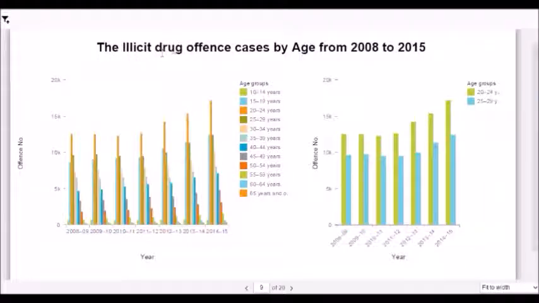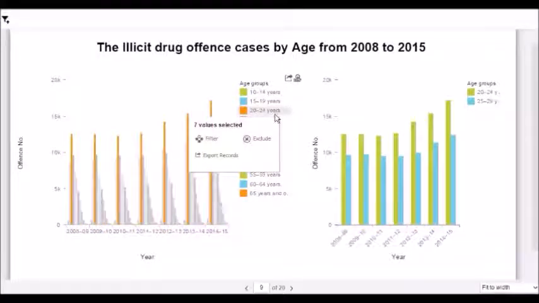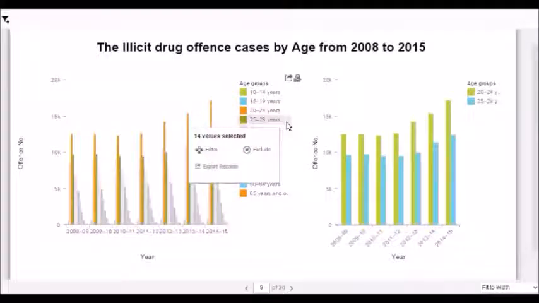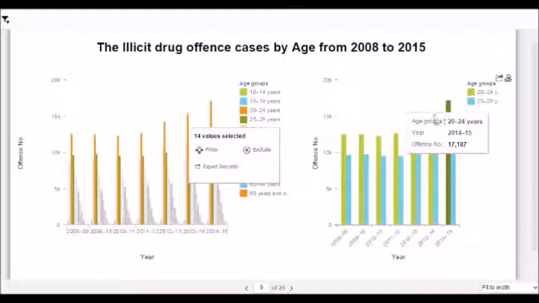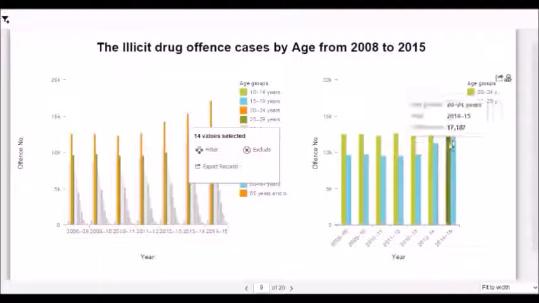Next, the bar chart demonstrates what kind of age groups use illicit drugs from 2008 to 2015. Overall, people aged 20 to 24 were more likely to use illicit drugs than those in any other age group, followed by people from 25 to 29 years. As regards the next bar chart, generally, this age group steadily increased from 2011 to 2015. In particular, in 2014 and 15, there was a dramatic increase in both groups.